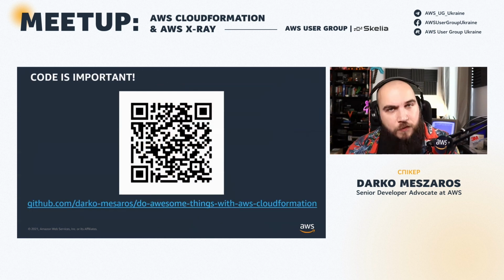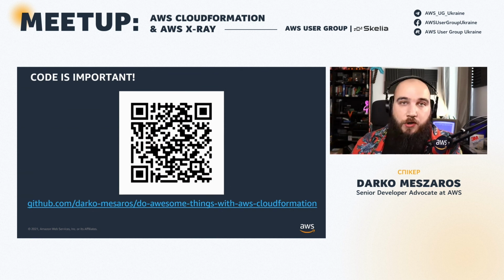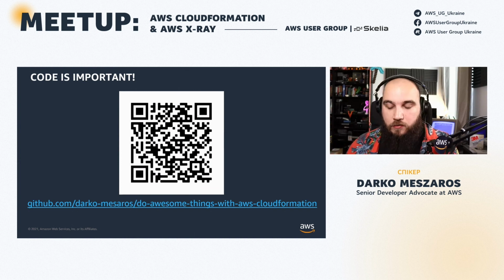Code is important. If you want some examples of the code I've used today, you can go to my GitHub page. There's a repository called Do Awesome Things with AWS CloudFormation. There's a bunch of snippets. It's not a lot, but if you want to check out the things I've been typing today, and actually the code that launched that website, the Hello Ukraine one, check it out as well. So if you want to go there, github.com, Darko-Meszaros, and you will find all of the stuff there.